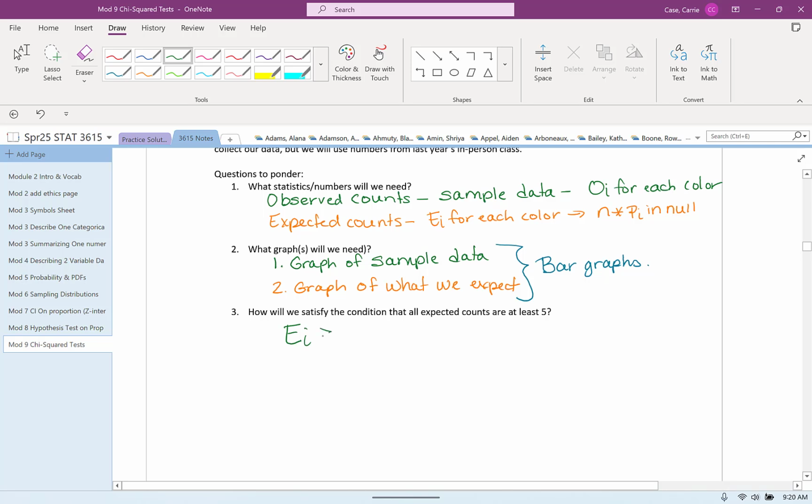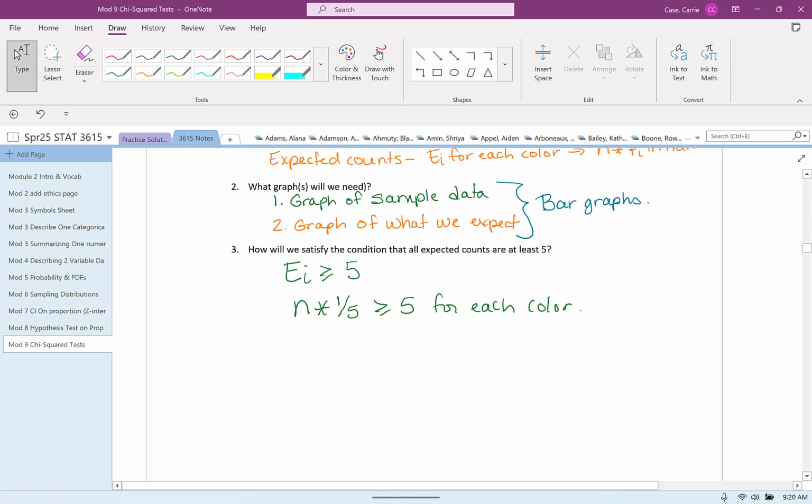Well, we have to show that all of the EIs are greater than or equal to 5. So we take n times each of our proportions in the null. Well, we're saying that they're each 20% or 1/5, so n times 1/5 has to be greater than or equal to 5 for each color.